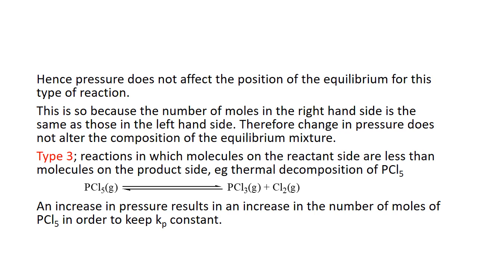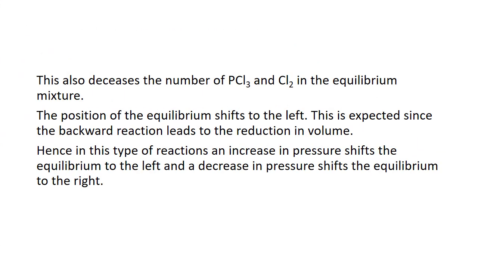We can go forward and look at type 3 of the reactions. In this case, the number of moles on the reactant side is less than the number of moles on the product side. For example, the thermal decomposition of phosphorus pentachloride giving us phosphorus trichloride and chlorine. When we increase the pressure, there will be an increase in the number of moles of phosphorus pentachloride because the backward reaction is the one which leads to a decrease in volume, hence a decrease in pressure.